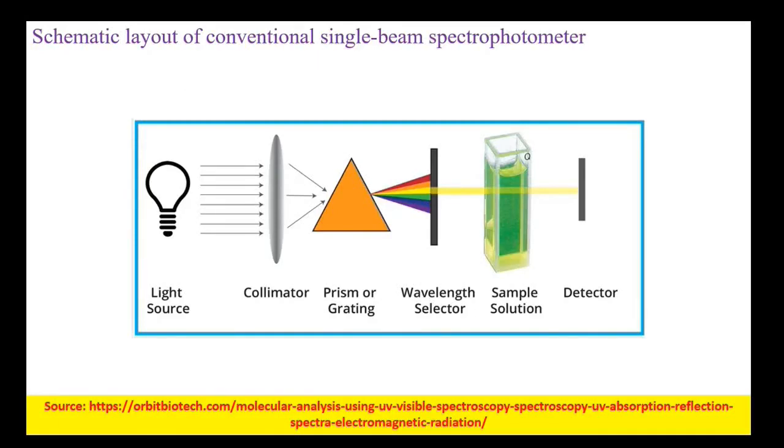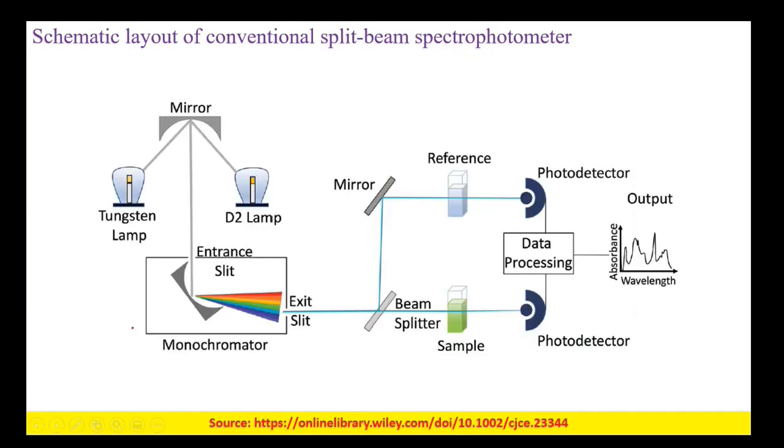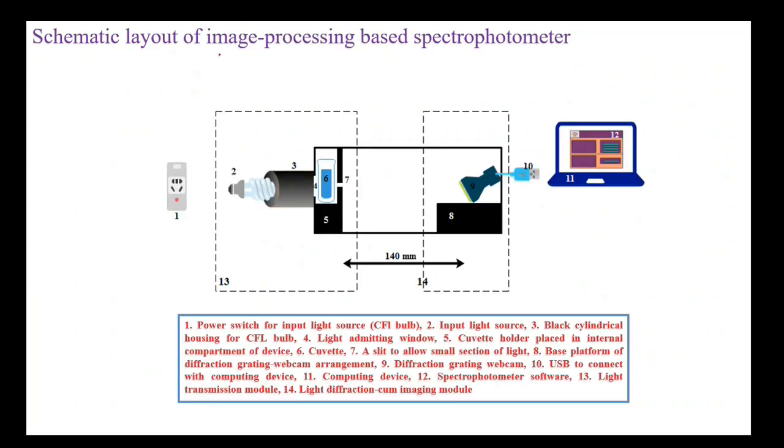Good evening, everyone. Today we will continue with UV visible spectrophotometry. In our last classes, we discussed the single beam spectrophotometer. Then we discussed the conventional split beam spectrophotometer, how it functions. Then we discussed the image processing based spectrophotometer.